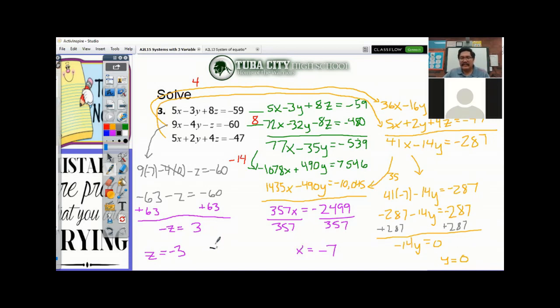Now again, last thing we need to do is put our numbers into an ordered triple. So -7, and then y will be 0, and z will be -3. So it's got to be an ordered triple.